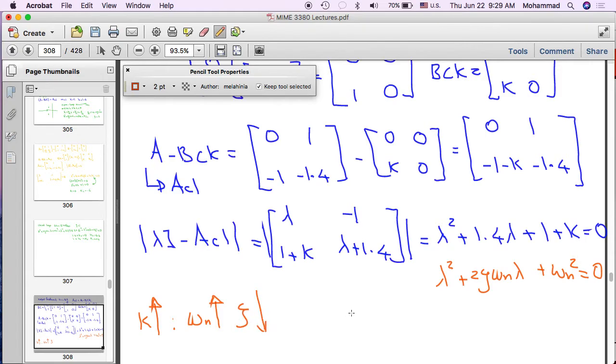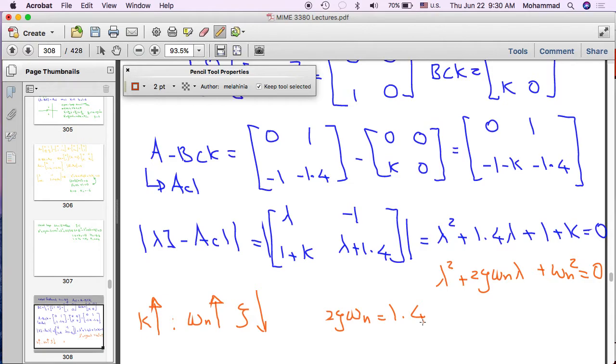Why? Look at this. 2 zeta omega n remains equal to 1.4. It doesn't change. But as omega n goes up, what should happen to zeta to maintain 1.4? It has to go down. Do you see that, everybody? So that's what is happening.